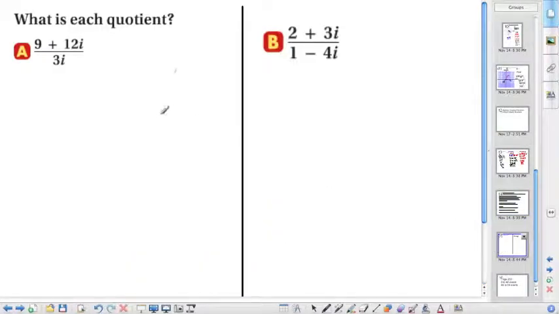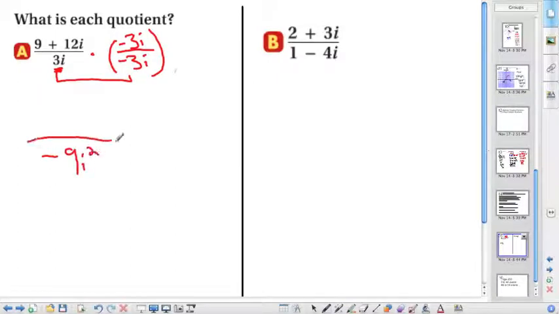Here are two examples. Remember, you can't have an imaginary in the denominator. So to get rid of the imaginary, we have to multiply by the complex conjugate. Complex conjugate would be negative 3i. What we multiply by the denominator, we also have to multiply by the numerator. So we have 3i times negative 3i will give us negative 9i squared. Next, you also have to multiply the numerator by negative 3i. So negative 3 times 9 is negative 27i. Negative 3 times 12 will give us negative 36i squared.